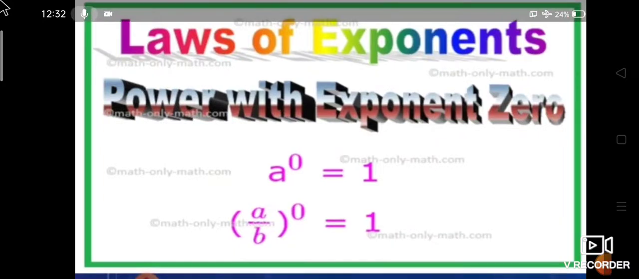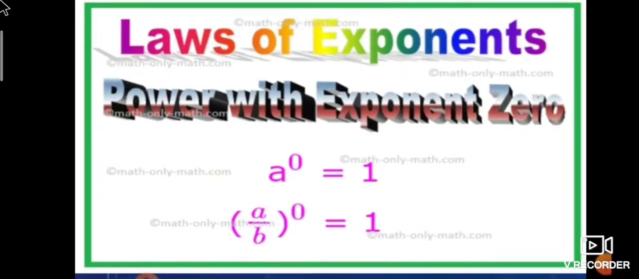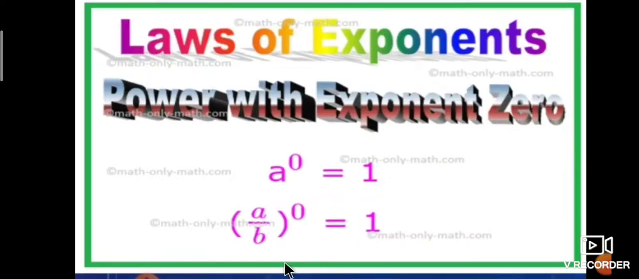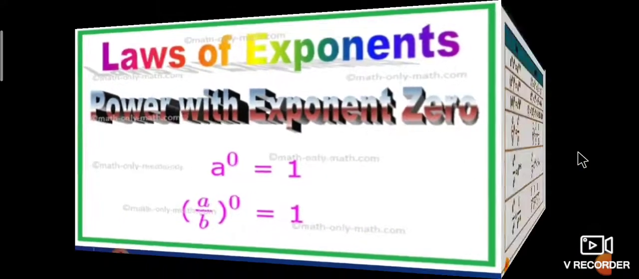The next law of exponents is power with exponent 0. Any power with exponent 0, a to the power of 0 is equal to 1. Similarly, (a by b) whole to the power of 0 is equal to 1.